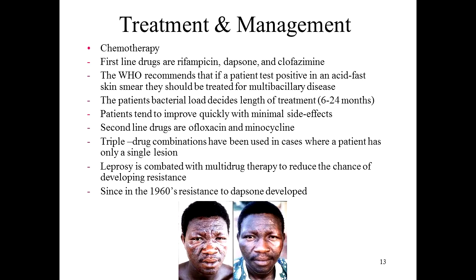So the treatment and management, usually treatment for leprosy is chemotherapy. First line drugs are rifampicin, dapsone, and clofazimine. So the World Health Organization recommends that if a patient tests positive in an acid-fast, they should be treated for multibacillary disease. So the patient's bacterial load decides length of treatment, around 6 to 24 months or 6 months to 2 years. So patients tend to improve quickly with minimal side effects.